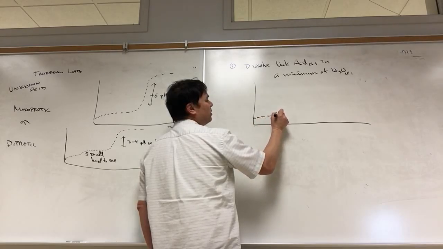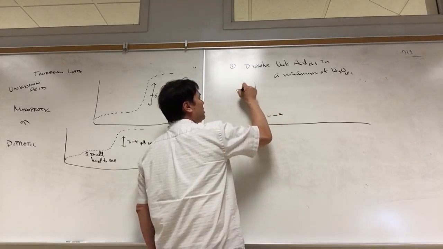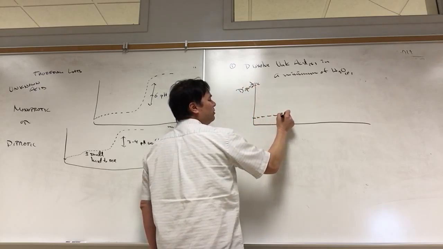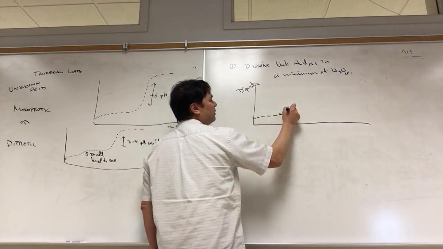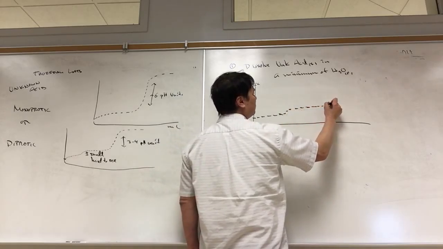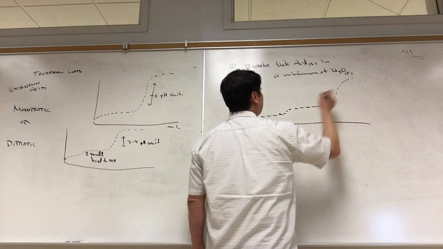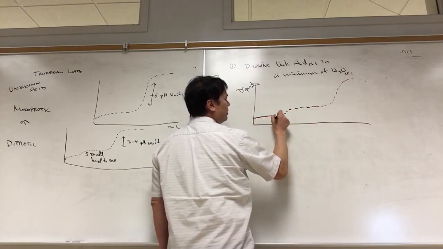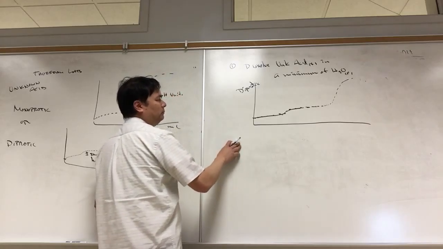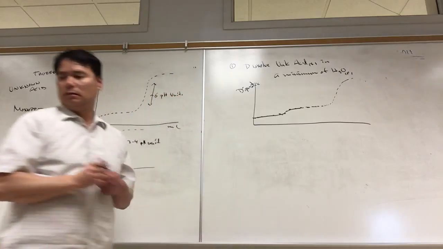The first equivalence point for diprotic, let's say this is diprotic. The first equivalence point is not a very big jump. And so the lower the pH we start off, the better. The second equivalence point is not a problem.